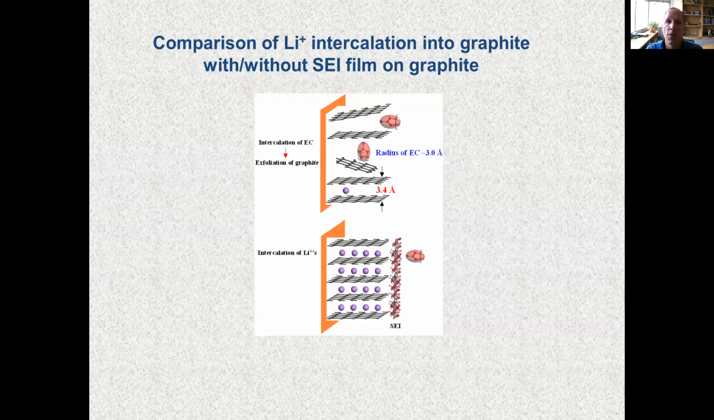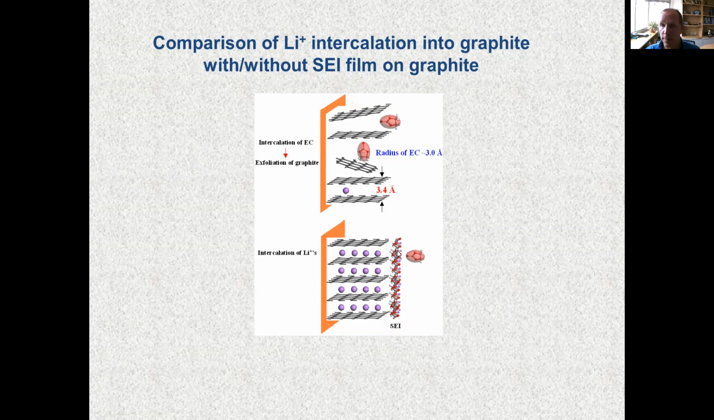If we compare the lithium intercalation into graphite with and without an SEI film, what you can see is that if you don't have the solid electrolyte film, in addition to the lithium ions intercalating into the graphite, you also see solvent molecules intercalating into the graphite, which disrupts the overall structure of the graphite, causing the graphite to exfoliate, and at the same time causing the solvents to continuously reduce to generate more solvent decomposition products.